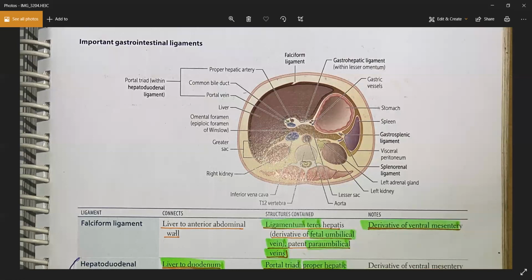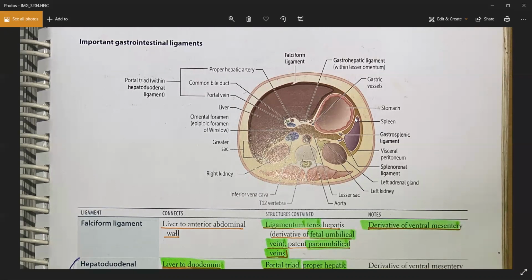Then you also need to know about the lesser sac and the greater sac. Just after you make an incision in the anterior wall of the patient, you will cut the skin, you will cut the subcutaneous tissue, and you will reach into the abdomen. As soon as you enter the abdomen, you will encounter a membrane, which is the peritoneum, containing within it a space known as the greater sac.